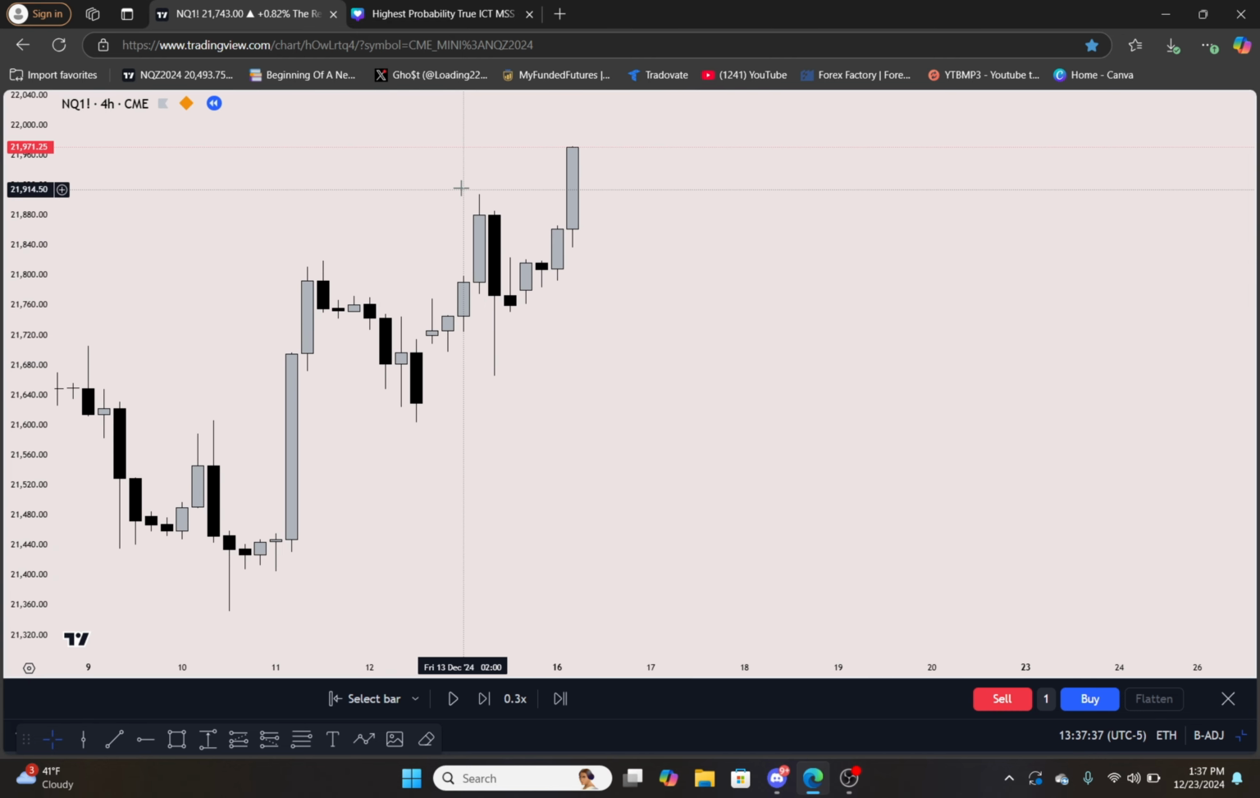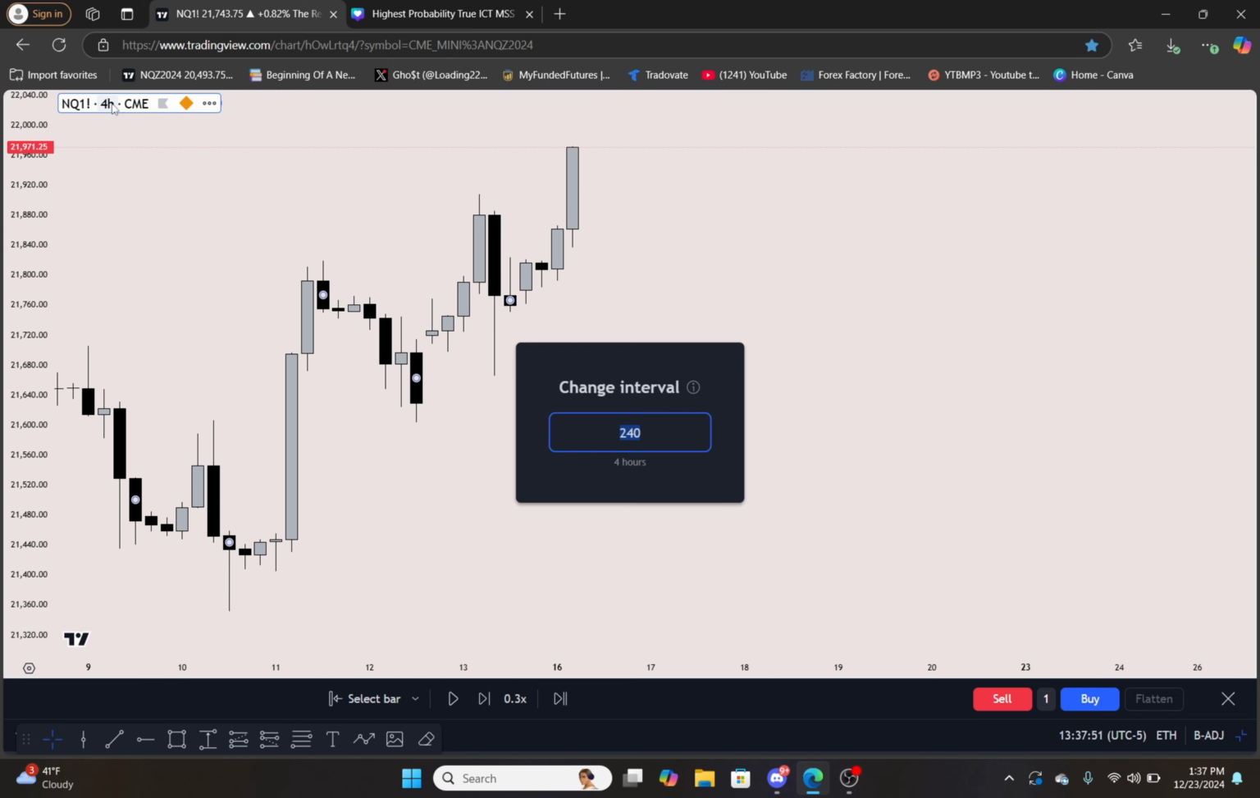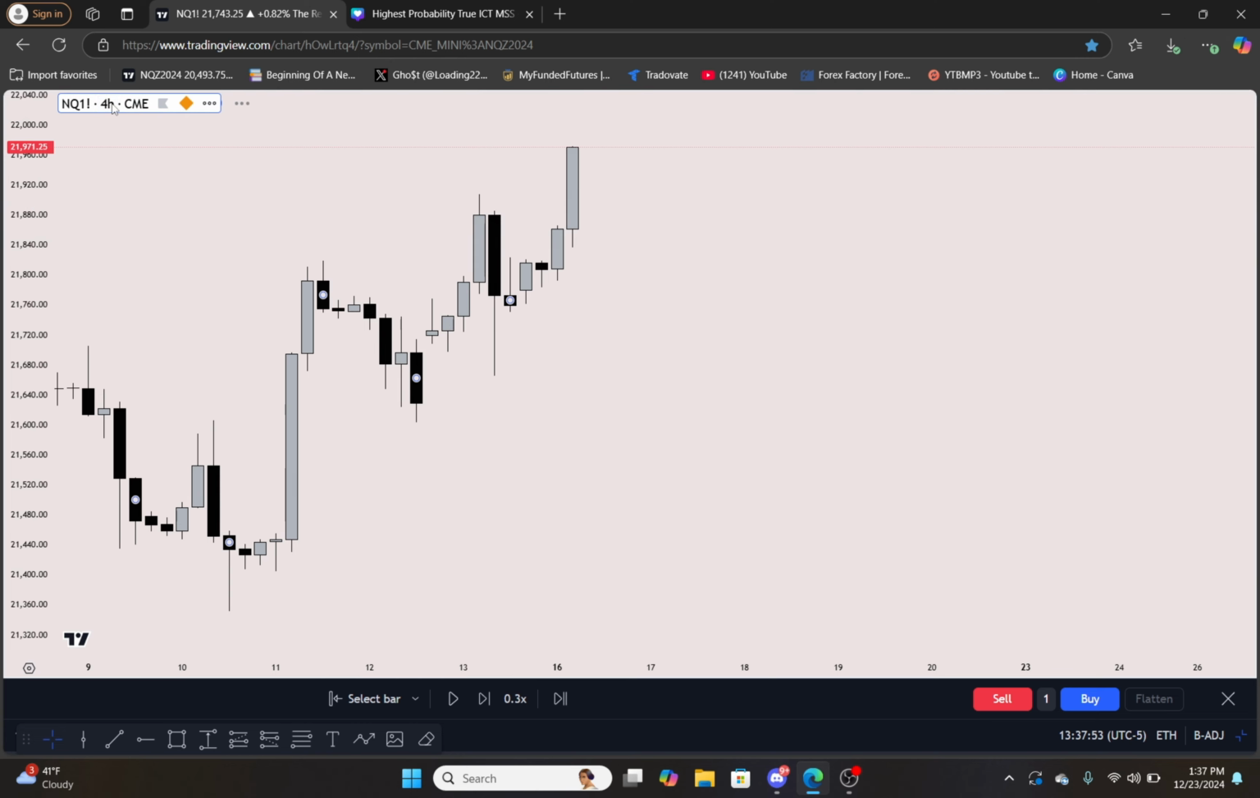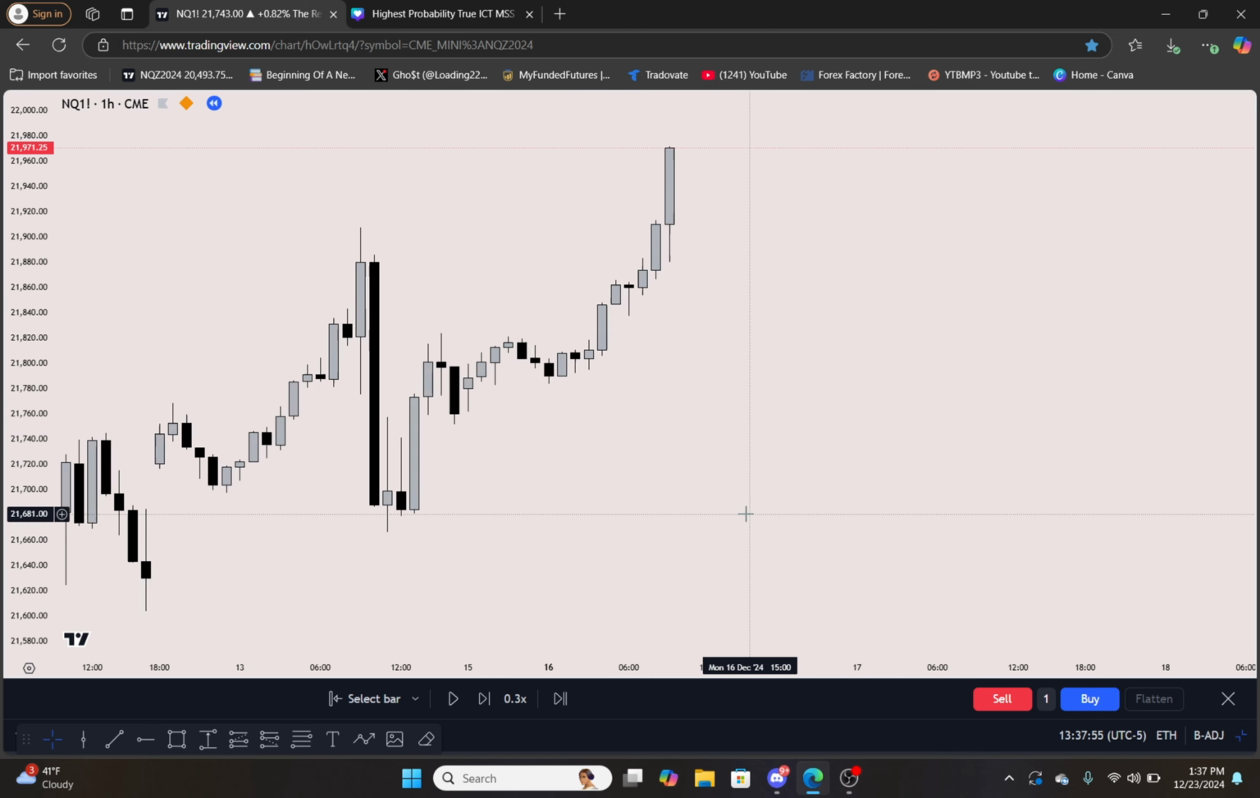Okay, price on our 4-hour looks pretty bullish in my opinion. We created an intermediate swing low inside this volume imbalance here. Price then starts to expand away from it. It is now 6 o'clock New York time. Let's drop into our 1-hour. We drop into our 1-hour chart.